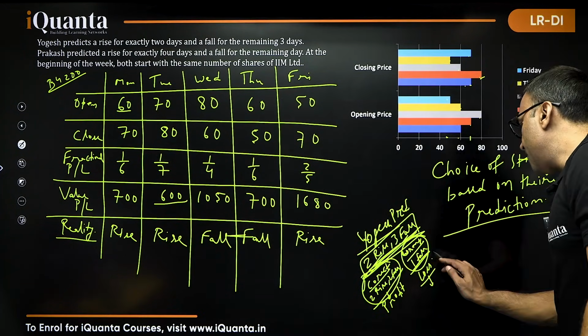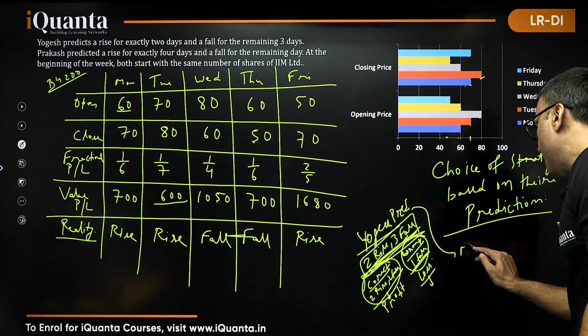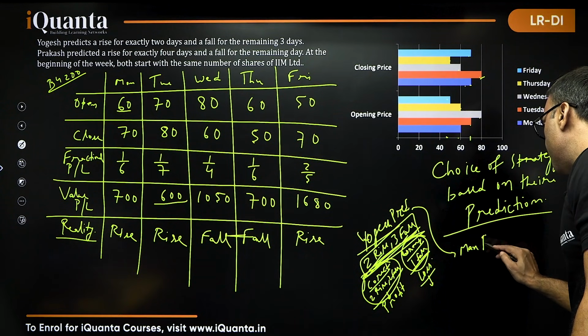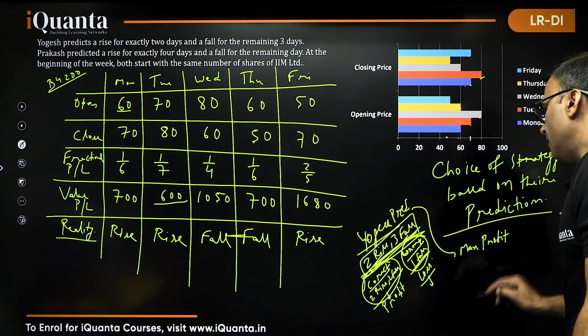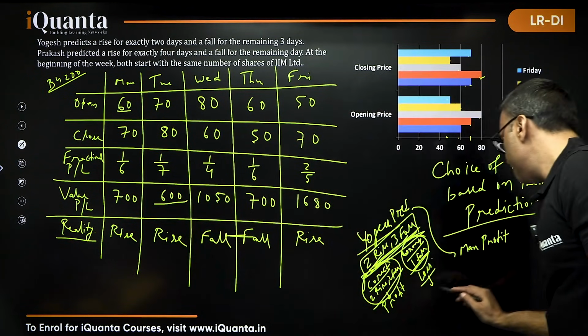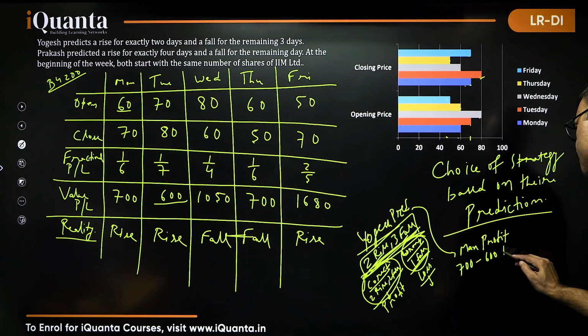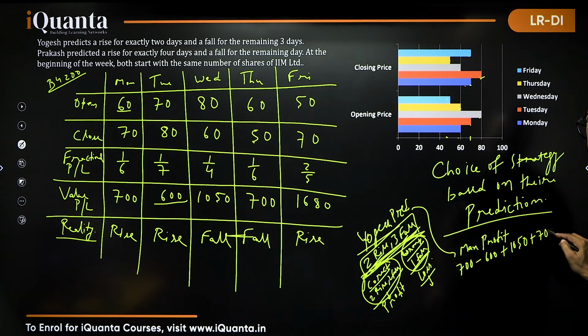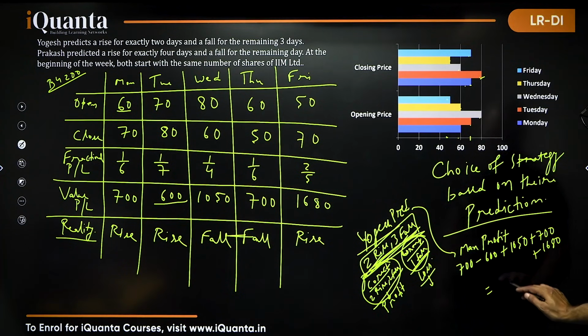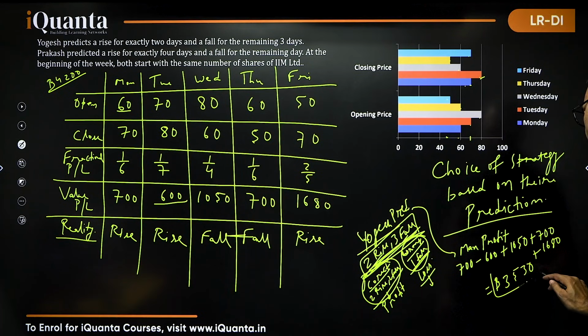So his maximum profit would be, how much? 700 minus 600 plus 1050 plus 700 plus 1680. Add carefully. Just add carefully. So 7 and 1, 8 and 16, 24 and 10, 34, 35, 30 rupees. So this is his maximum profit.